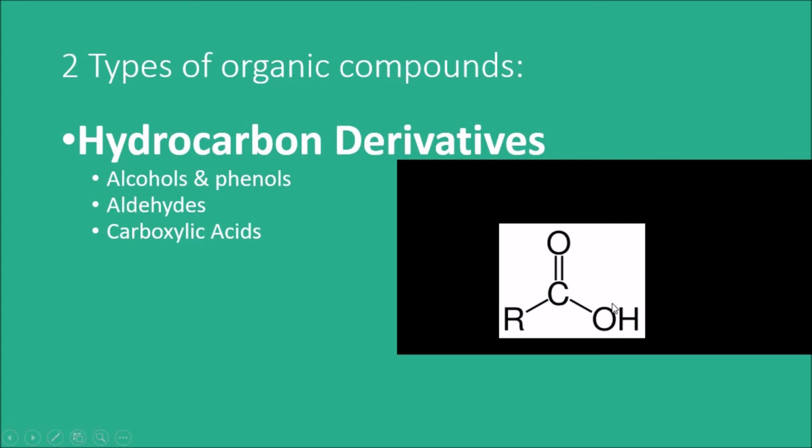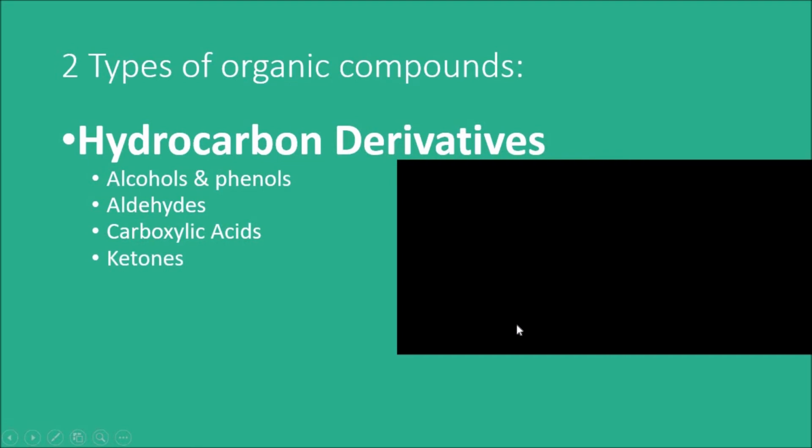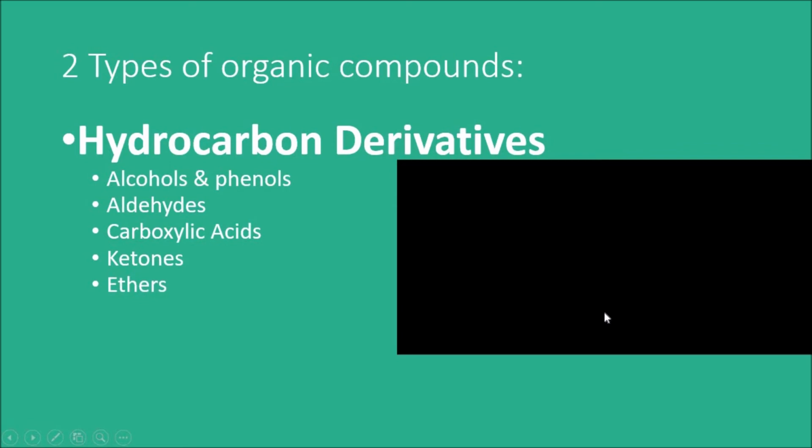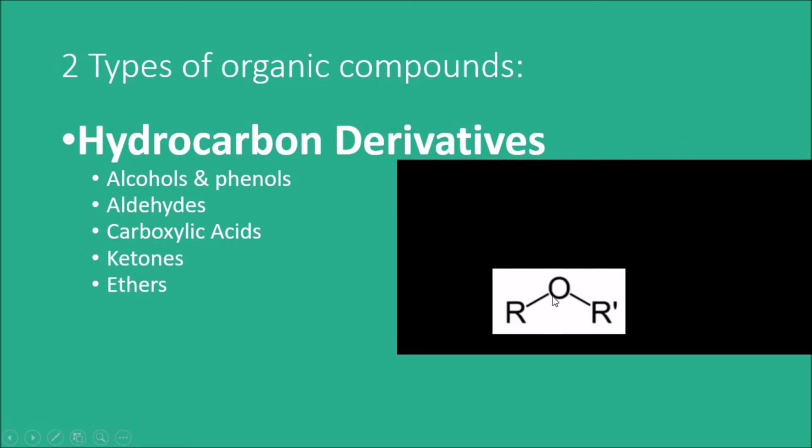We also have carboxylic acids, which are carbonyl groups bonded to hydroxyl groups. It's like having alcohols and aldehydes together, but instead of having hydrogen, you have hydroxyl here attached to an alkyl or aryl group. We also have ketones, which are carbonyl compounds. This is a carbon, and this carbon is bonded to two aryl or alkyl groups.